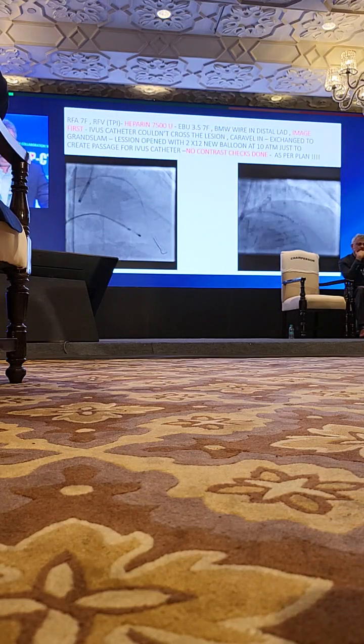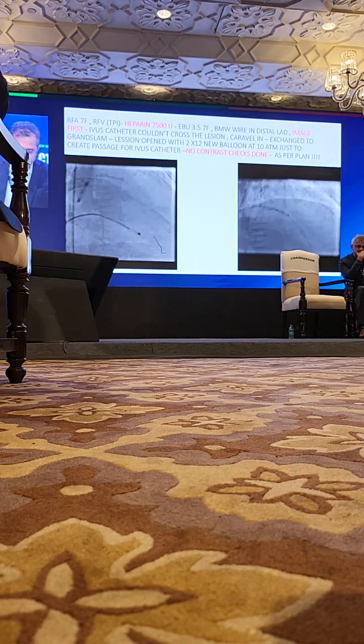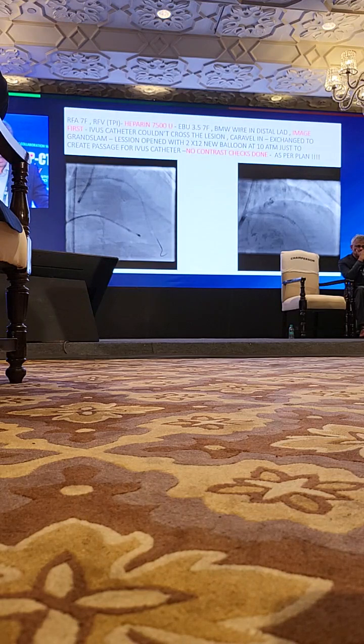So right femoral arterial access, femoral vein for the temporary pacemaker, heparin 7500 units, EBU 3.5 7 French. We have a BMW wire in the distal LAD. We wanted to image first. The IVUS catheter couldn't cross this heavily calcified area. We exchanged over a Caravel to a Grand Slam wire for extra support, and we still couldn't pass the IVUS, so we used a 2 into 12 balloon, inflated to 10 atmospheres, just to create a passage for the IVUS catheter, because we also thought we'd get imaging done first.